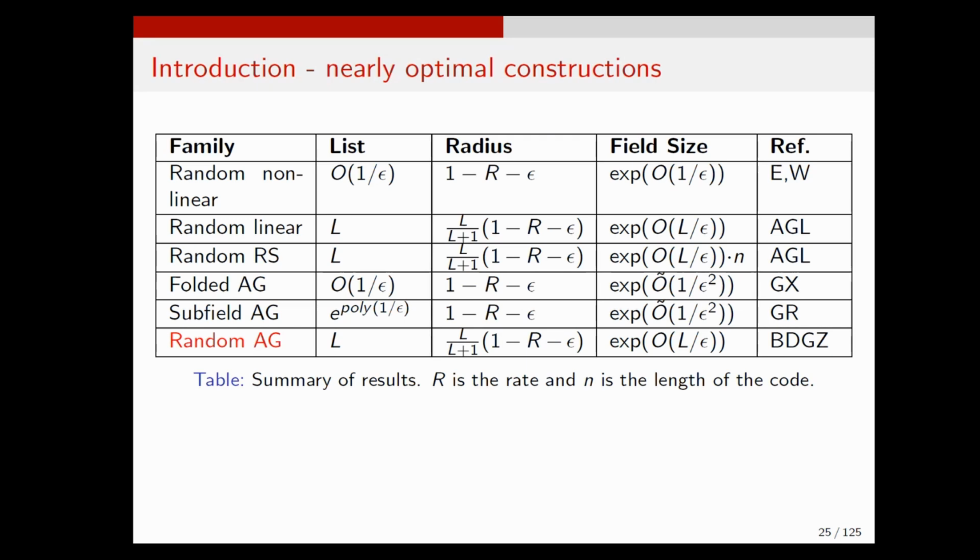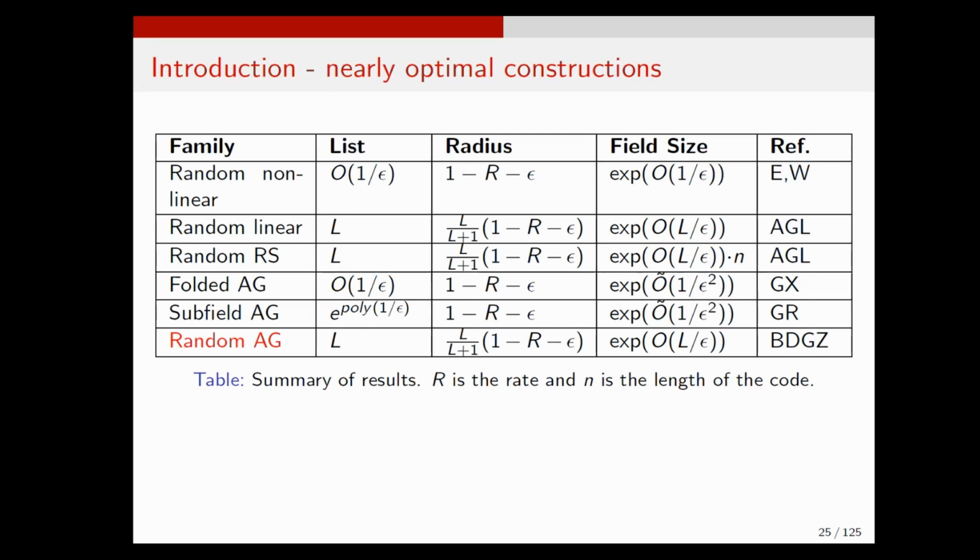Surprisingly, it seems random nonlinear codes, as of now, somehow do better. If my list size L was 1 over epsilon, the field size will become e to the 1 over epsilon squared, whereas random nonlinear codes seem to be doing e to the 1 over epsilon. So there's some gap between nonlinear codes and linear codes, but at least we can match what random linear codes are doing here. Random Reed-Solomon codes do similar, except there's an extra factor of n, which is because Reed-Solomon codes need at least n elements in our field.